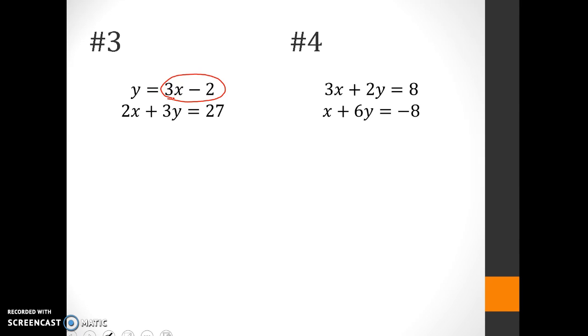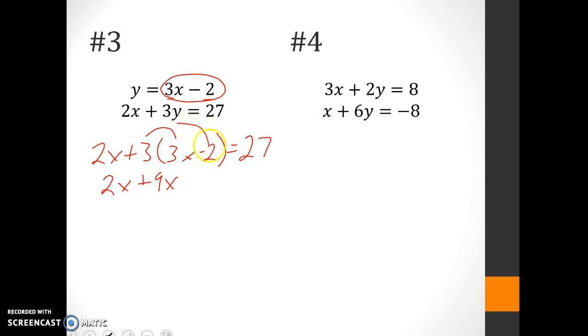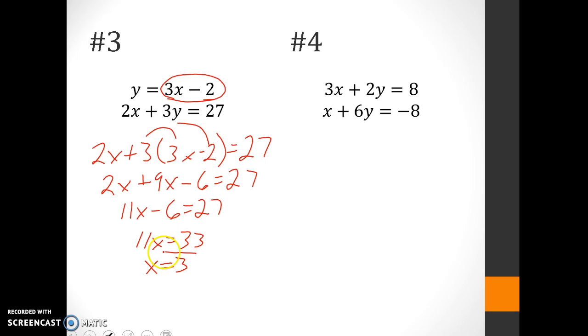So to solve number 3, I'm going to start by taking this 3x minus 2, which is what y equals, and plugging it in here for this y. So it's going to look like this. 2x plus 3 times y, but y is 3x minus 2, that equals 27. So we have 2x plus, if I distribute, 9x minus 6 equals 27. Well, 2x plus 9x is 11x, minus 6 equals 27. If I add 6 to both sides, 11x is going to equal 33. If I divide by 11, x is 3.